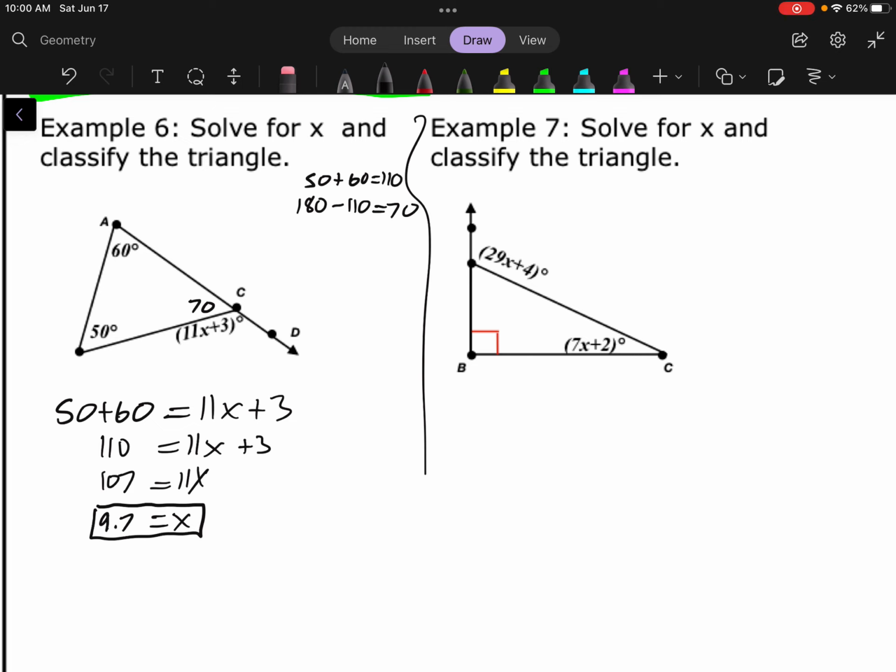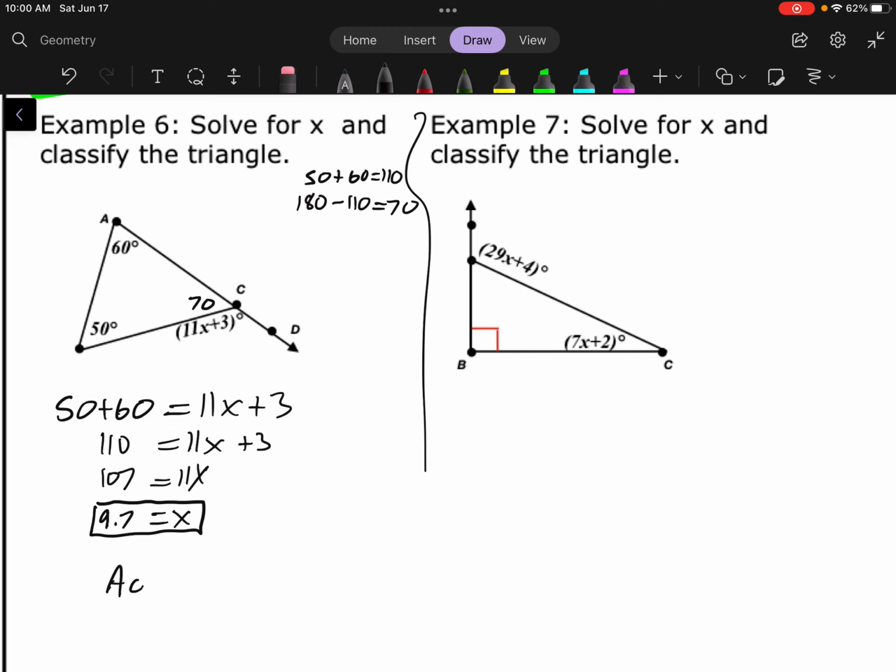Which means that all 3 of those angles are less than 90. So this does mean that that triangle is an acute triangle, because it does say to classify it as well.